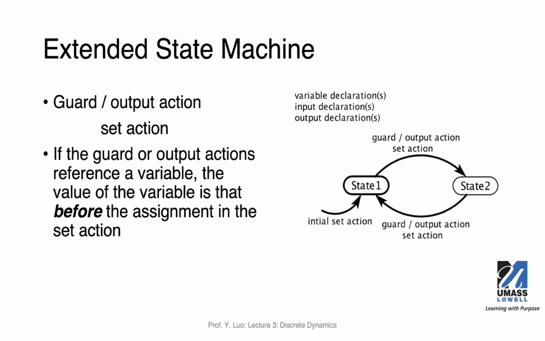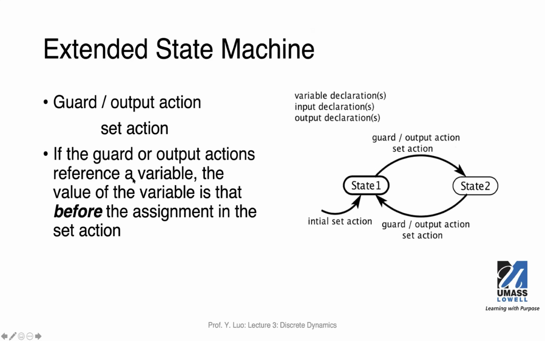Let's talk about this one. In general, what you see is that an extended state machine has fewer states with the help of more complex actions. In the standard state machines, we have this output action, but now we can have a set action which will update some of the variables, which you have to declare at the beginning. And you can have an initial set action associated with going into the initial state. After that, the guard will be checked, the output action will be taken, and the set action will be taken if the guard holds.